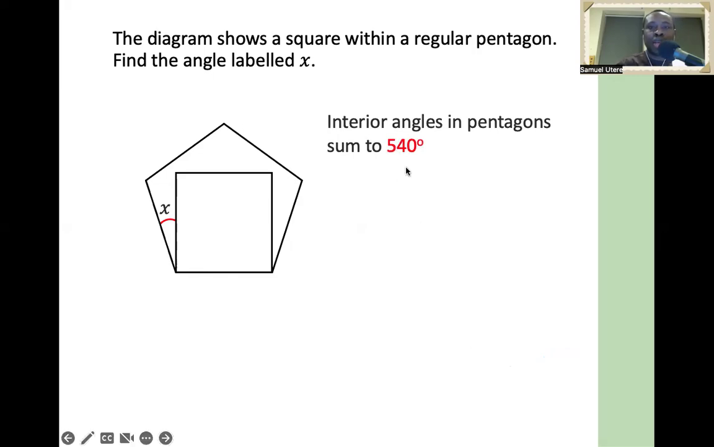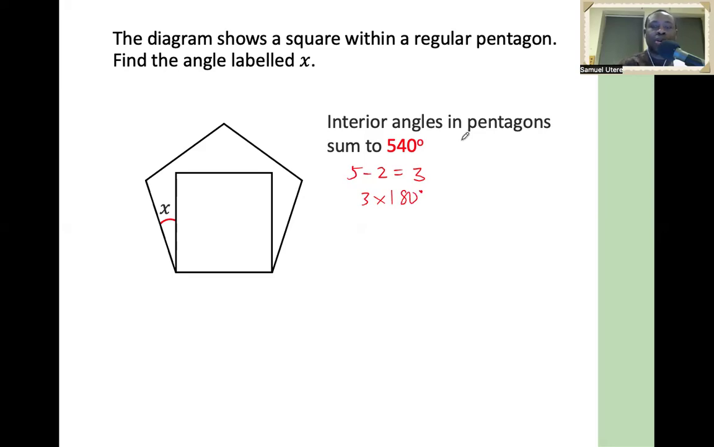How do we know that? We know that we have 5 sides. So to find the sum of the interior angles, we'll do 5 subtract 2, which will give us the number of triangles we can get from there. And then we'll do 3 times 180 degrees, which is 540 degrees.